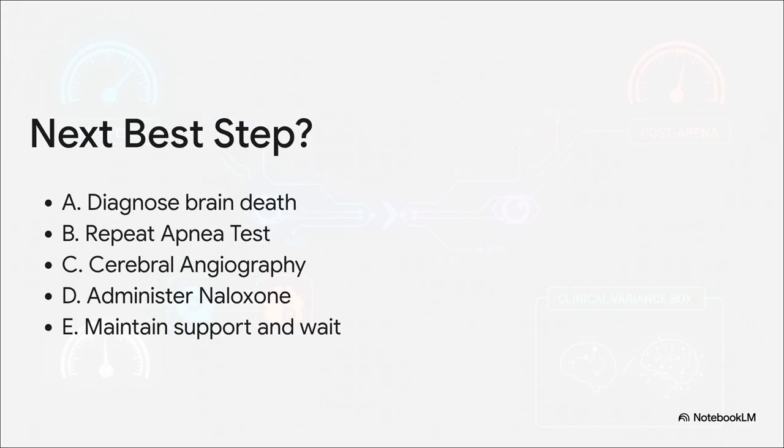Here is your option matrix, simulating actual high-stakes exam conditions. A. Diagnose brain death. B. Repeat the apnea test immediately. C. Perform cerebral angiography. D. Administer naloxone. E. Maintain current support and wait. Think carefully about the physiological state of this patient and the rigid diagnostic algorithm we just reviewed.